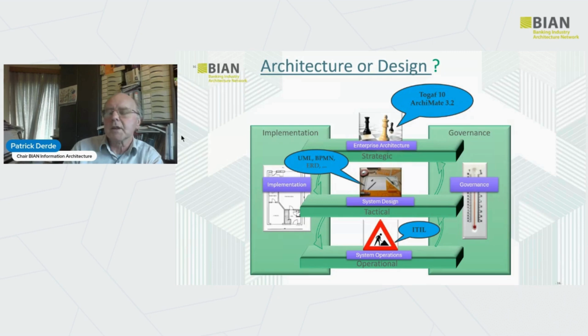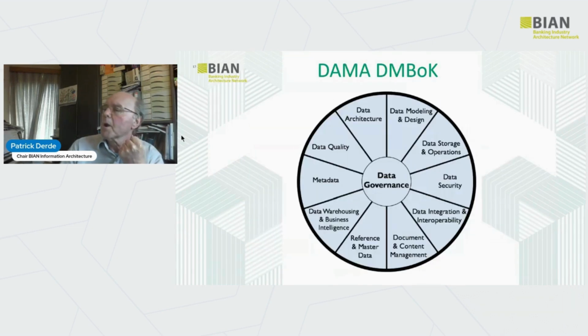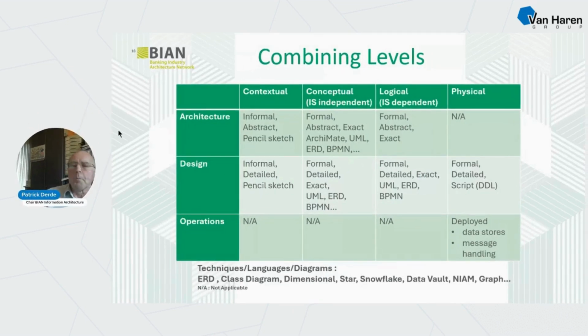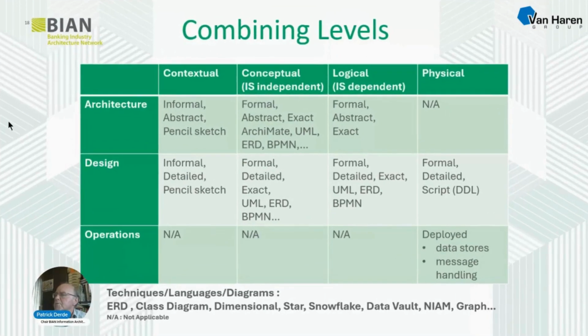So we also have these three layers of strategic, tactical, operational, or let's say architecture, design, and operations, which means that we are fully conformant also with what is stated in the DAMA DMBOK. In the DAMA DMBOK, they are saying we are talking about data architecture, data modeling and design, which means data design, and then data storage and data operations. So when we combine contextual, conceptual, logical, physical, and architecture, design, and operations, we come up with a matrix which summarizes the expected models.